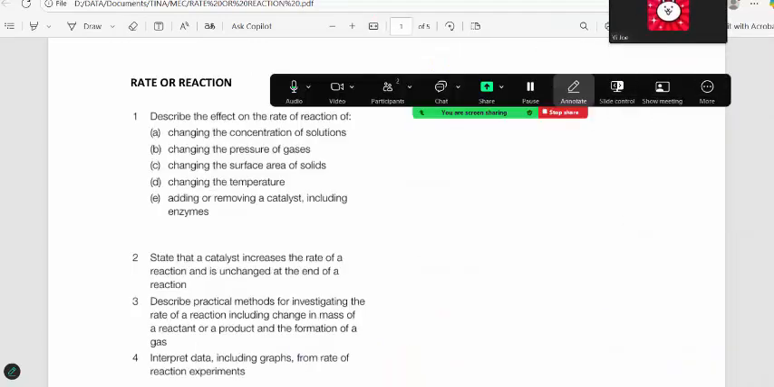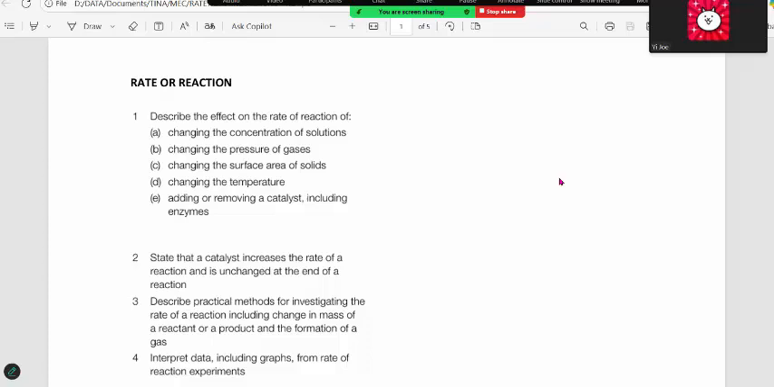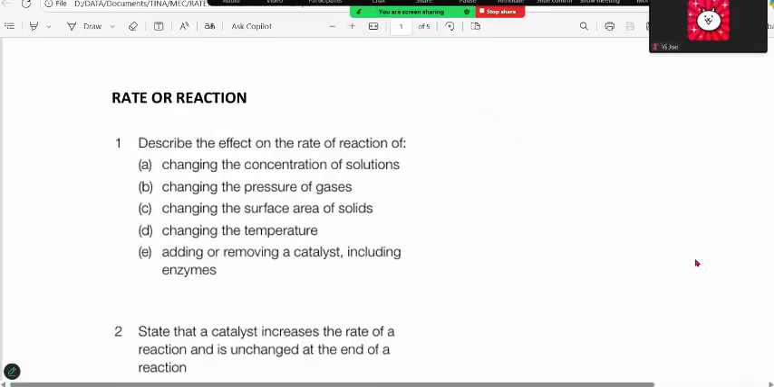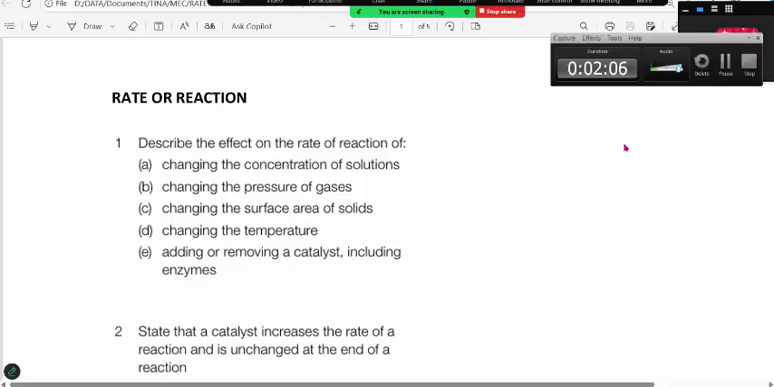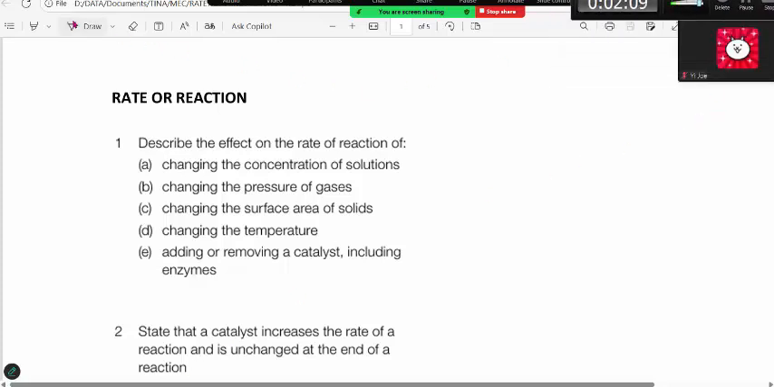All right, so hold on. So today we're going to start a new chapter. This new chapter is called rate of reaction. Rate of reaction is basically how fast or how slow a reaction occurs. Okay, so for example, let's say I put a test tube here, and this test tube has sulfuric acid, and I put zinc here. Now, will the sulfuric acid react with zinc?